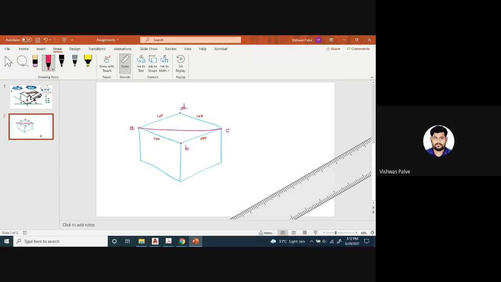Then find the midpoint of any two sides, here and here. I have found the midpoint of AD and the midpoint of BC. Then connect those midpoints. Name this point as M, this point as N. I will erase this 100 to avoid confusion. MN. Connect M to B, connect D to N.